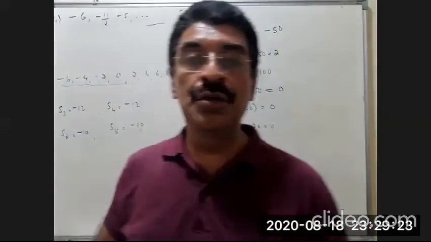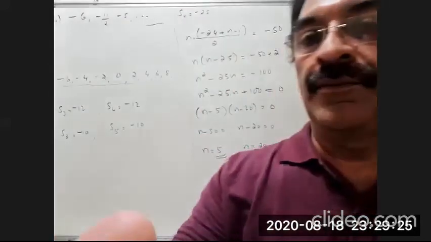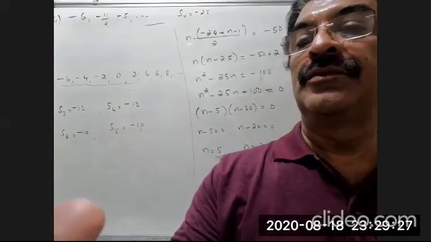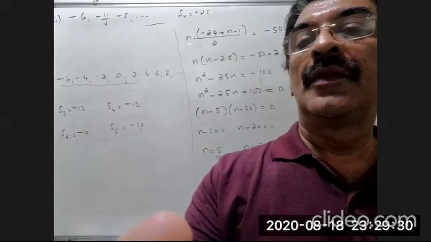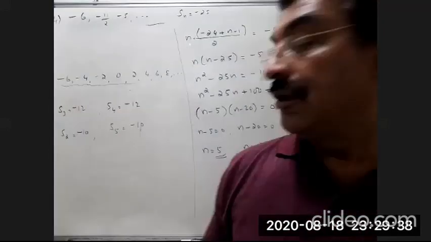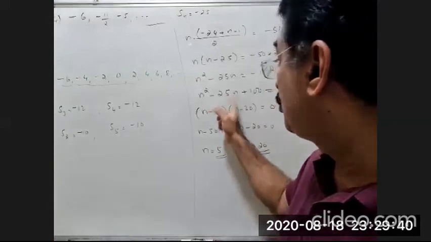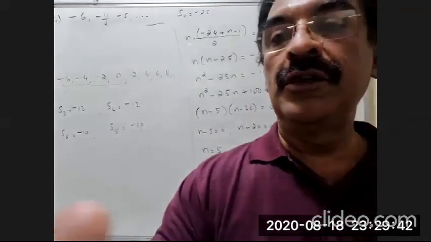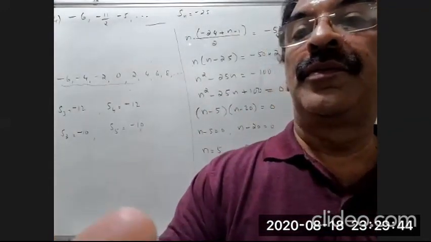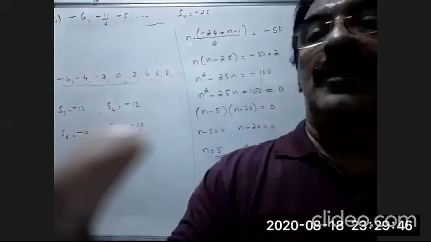That's it. Anything else? Any doubt? If we apply the quadratic equation with 5 or 20, we will get 0. Okay, so we will continue next class. See you next class.